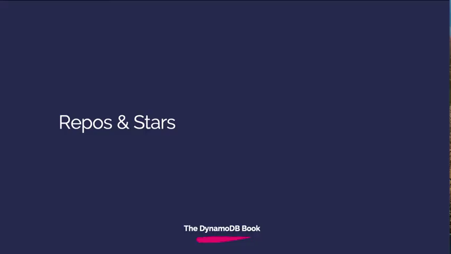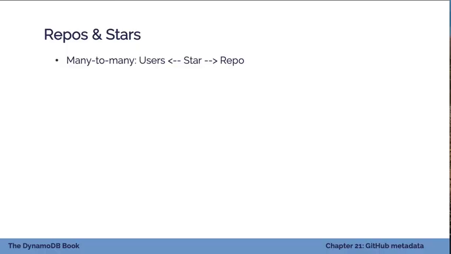Next thing we want to model out is repos and stars. And just a reminder of what that is, there's a many-to-many relationship between users and repos via this star relationship.